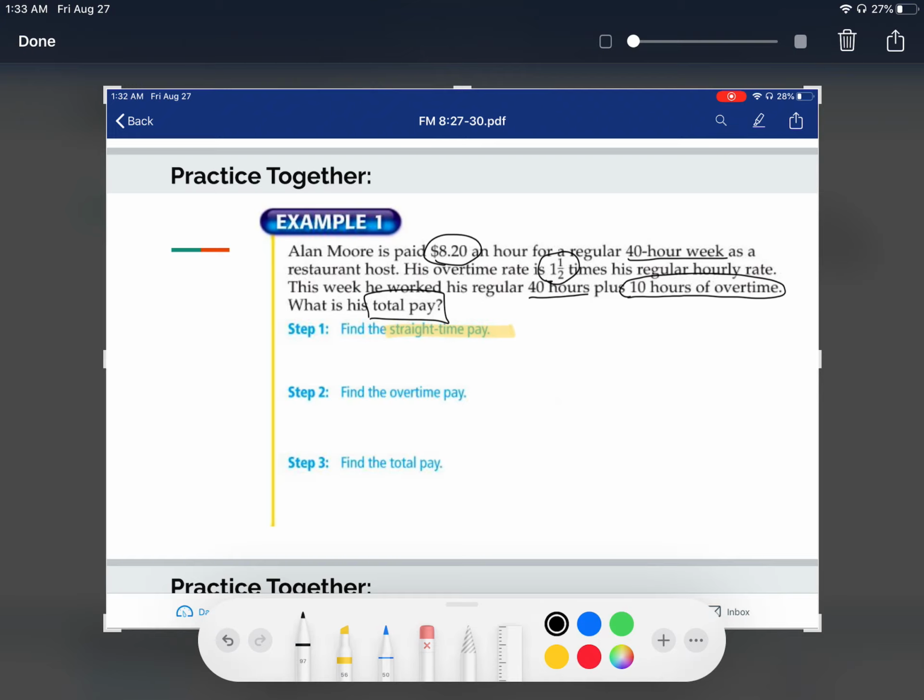His normal regular work week is 40 hours, and he gets paid $8.20 per hour. So that means for his regular work week, he gets paid $328. This is his straight time pay. Regular hours, regular pay. Now, the overtime pay is different.